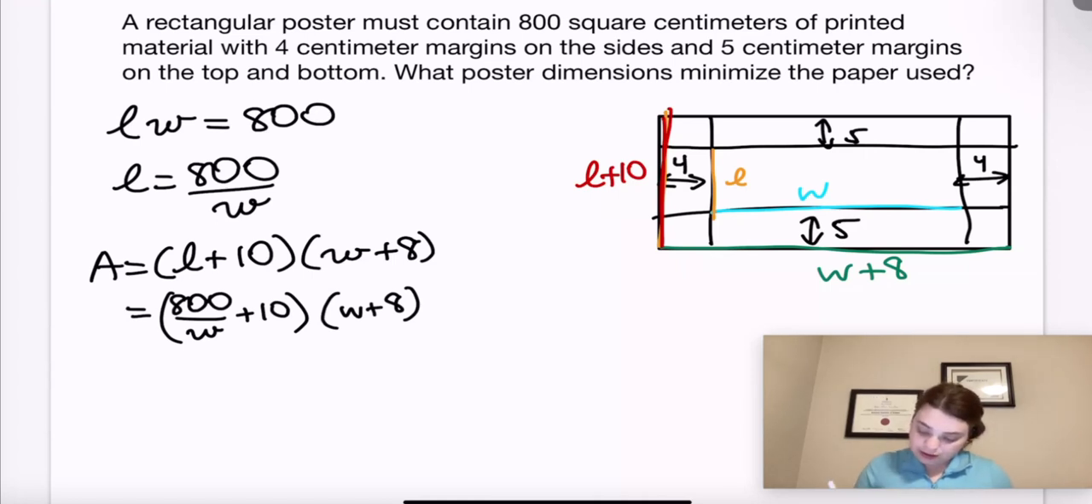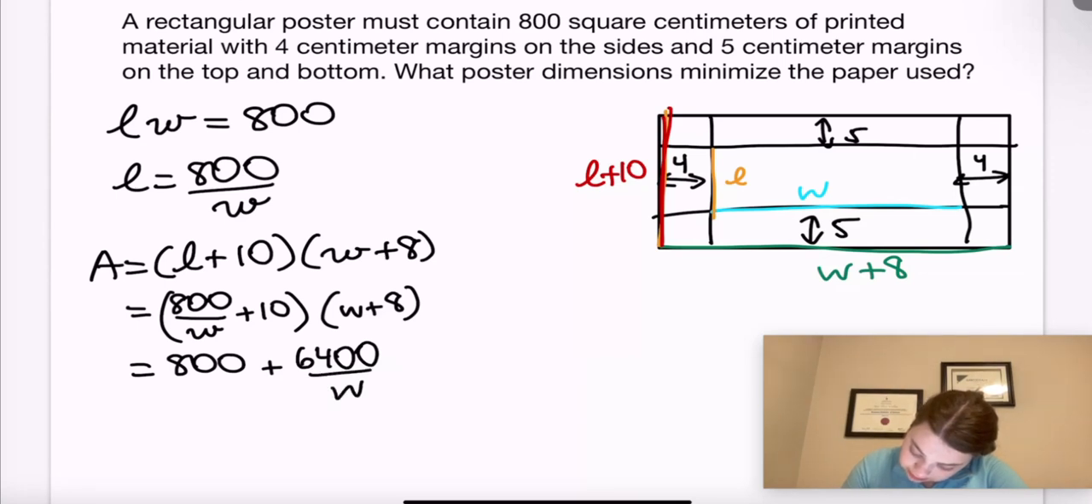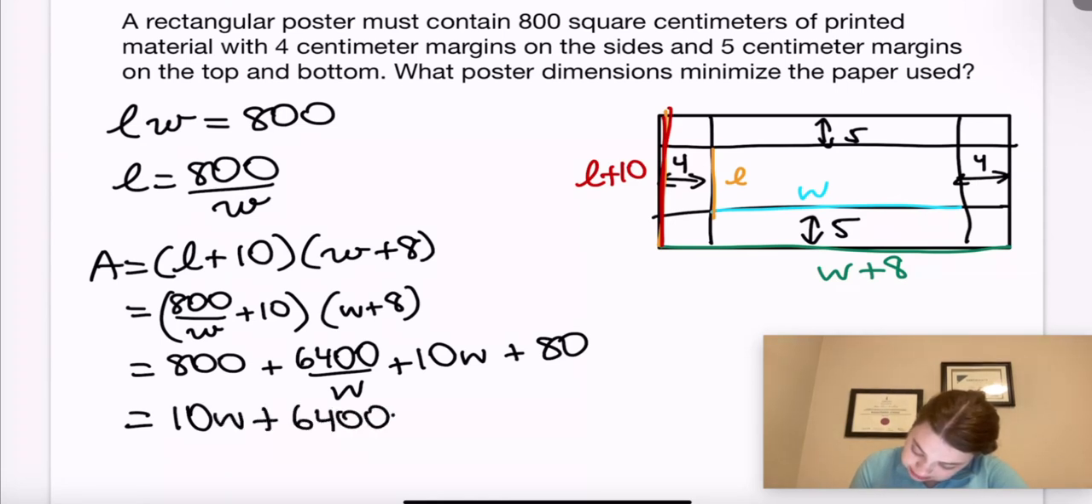All right, so multiplying the first one, 800 over W times W is going to be 800. Then we're going to have 800 times 8 over W, which is 6400 over W. Then we're going to have plus 10W, then plus 80. So therefore, we're going to end up with 10W plus 6400 W to the power negative 1 plus 880. So there we go.